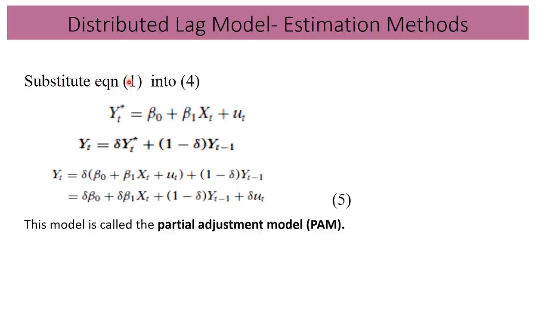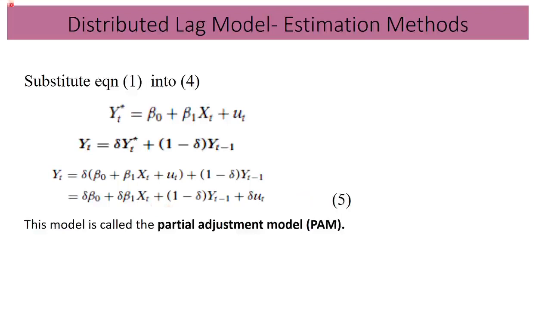That is, substitute equation 1 into 4, replacing yt star by beta 0 plus beta 1 xt plus ut. Then yt equals delta yt star, which is delta times beta 0 plus beta 1 xt plus ut, plus 1 minus delta yt minus 1, the other things remaining the same. Then remove the bracket: delta beta 0 plus delta beta 1 xt plus 1 minus delta yt minus 1 plus delta ut. This is only a simple arrangement. This model is known as the partial adjustment model or PAM.